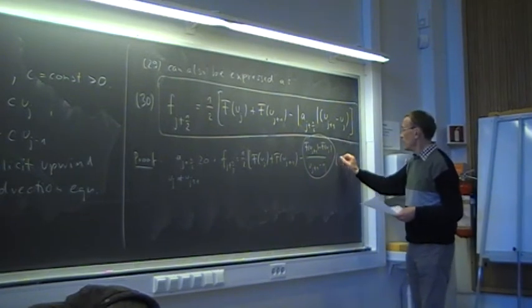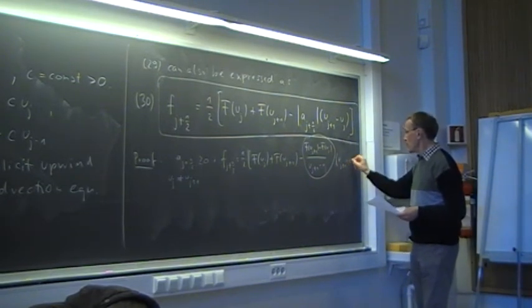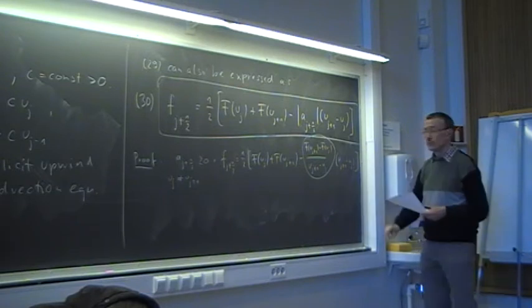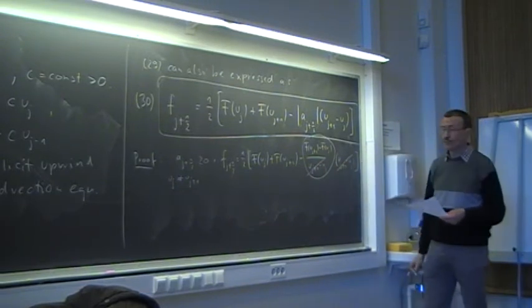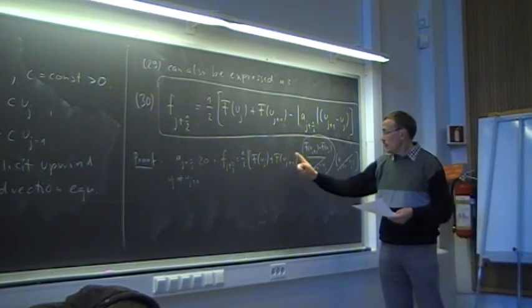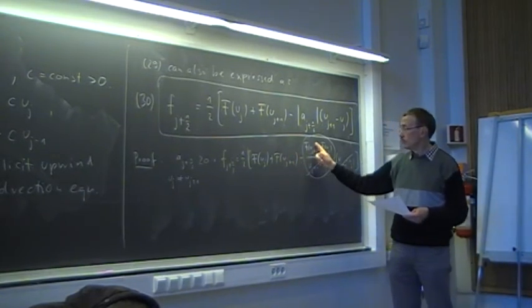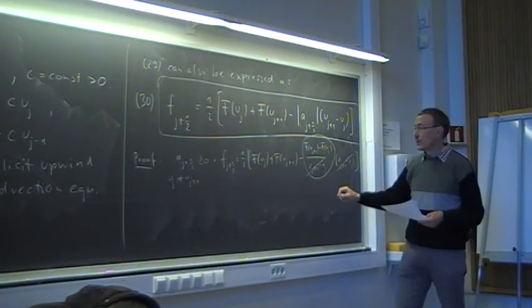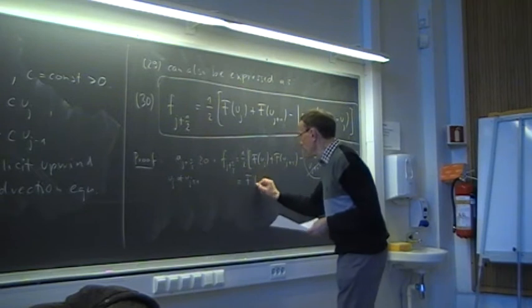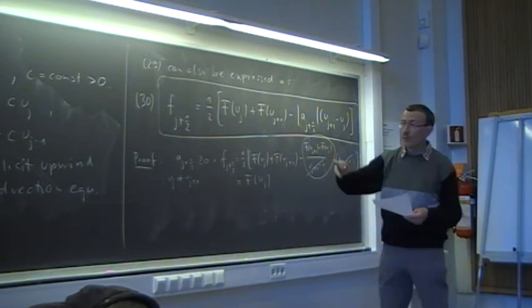That is then multiplying the difference uj plus 1 minus uj. And now you see this cancels. This goes away, and we get f of uj plus f of uj. So we get then f of uj, exactly what we should have.